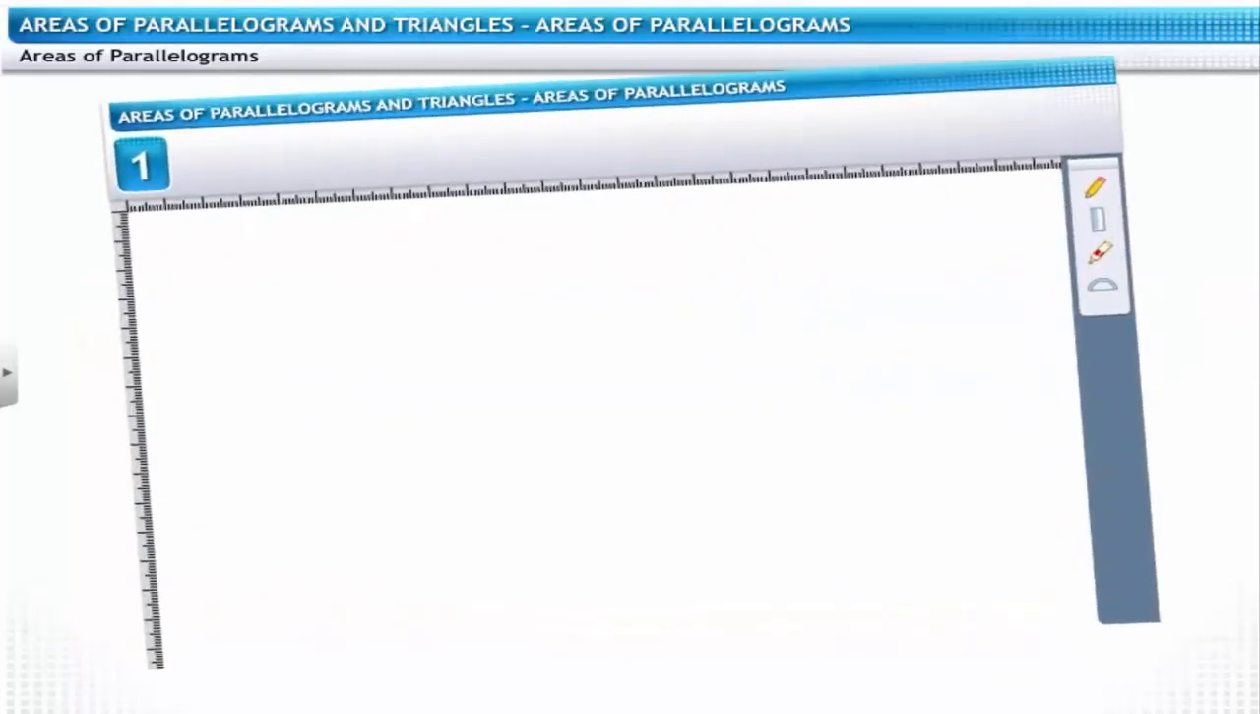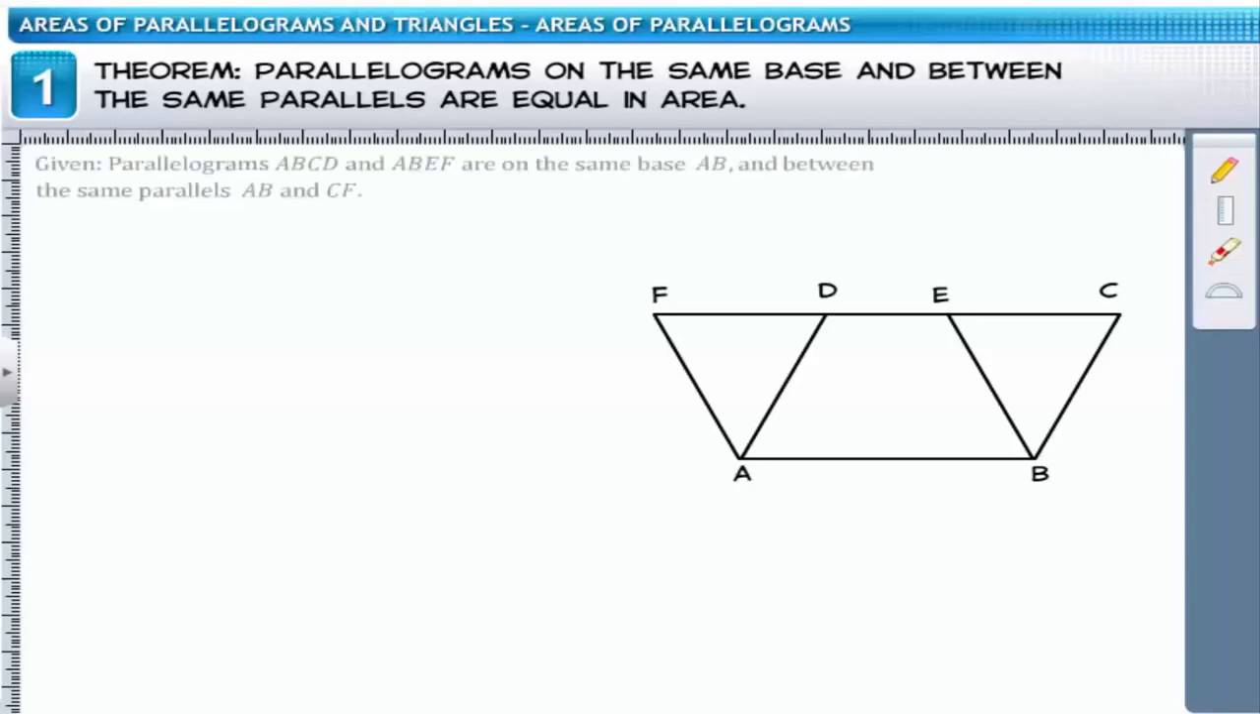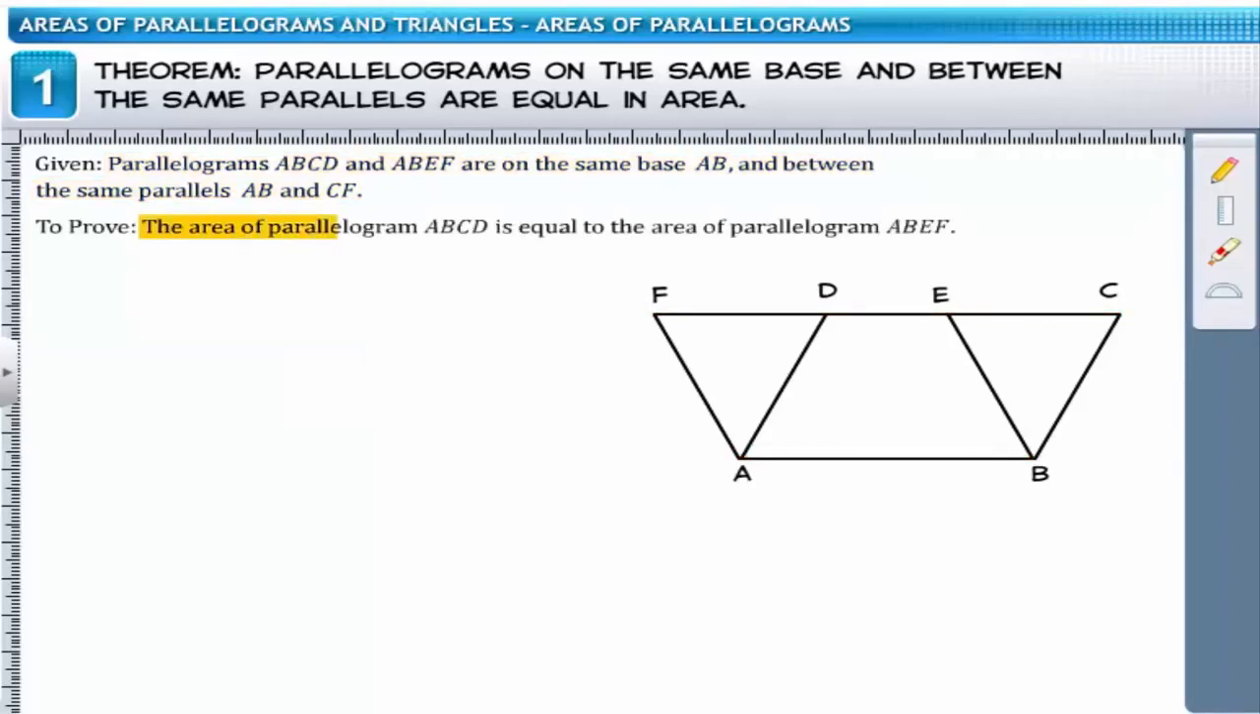Based on this activity, we arrive upon a theorem. Parallelograms on the same base and between the same parallels are equal in area. Now, let's prove this theorem mathematically. In the figure, parallelograms ABCD and ABEF are on the same base AB, and between the same parallels AB and CF. We will prove that the area of the parallelogram ABCD is equal to the area of the parallelogram ABEF.